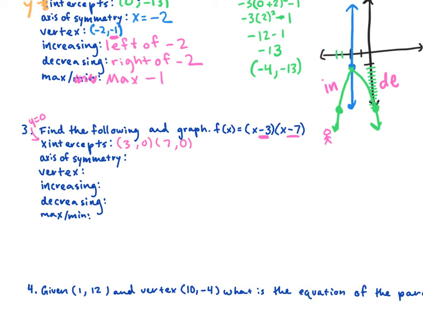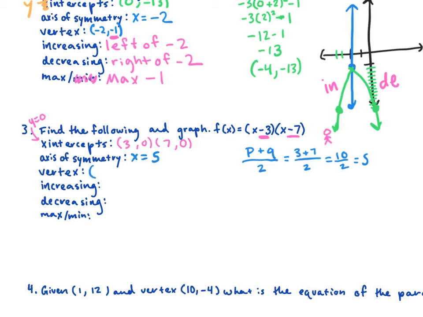How would we find our axis of symmetry here? P plus Q divided by 2. So we just take the average of the two. So we have 3 plus 7 divided by 2, which is 10 over 2. So 5. So our axis of symmetry is x is equal to 5.